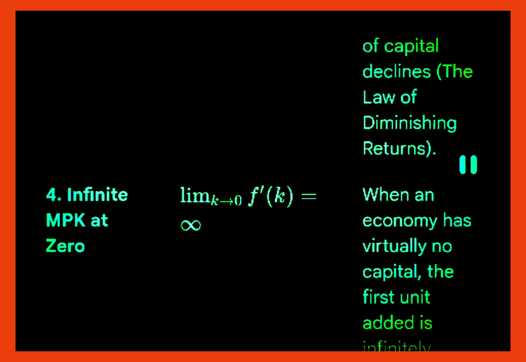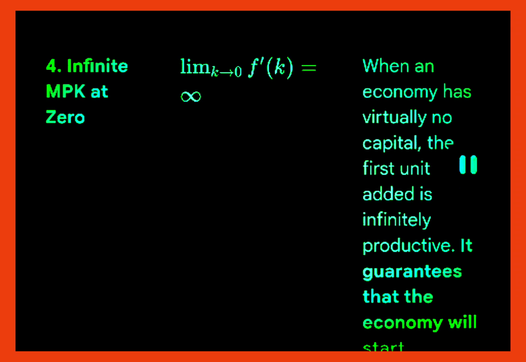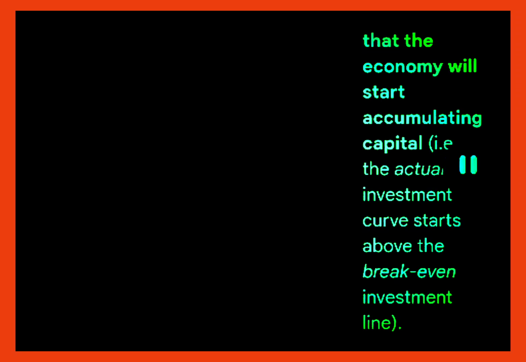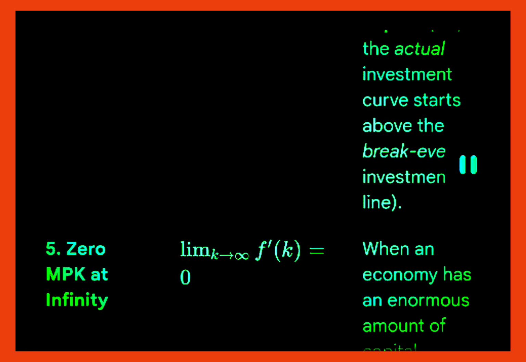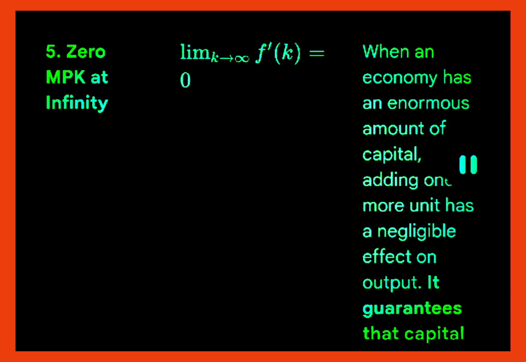5. Infinite MPK at 0: the limit as k goes to 0 of f'(k) equals infinity. When an economy has virtually no capital, the first unit added is infinitely productive. It guarantees that the economy will start accumulating capital, i.e., the actual investment curve starts above the break-even investment line.